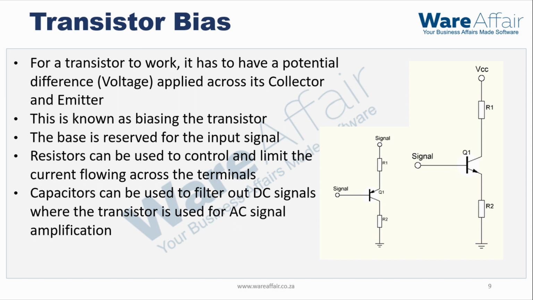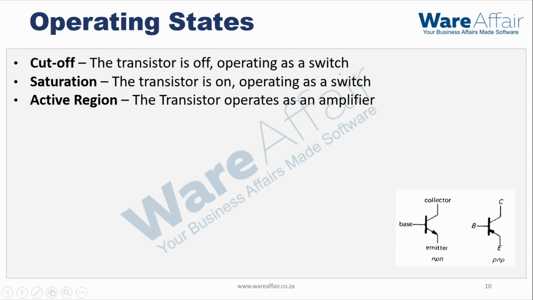Capacitors can be used to filter out DC signals where the transistor is used for AC signal amplification. Let's look at transistor operating states. Transistors have three operating states.